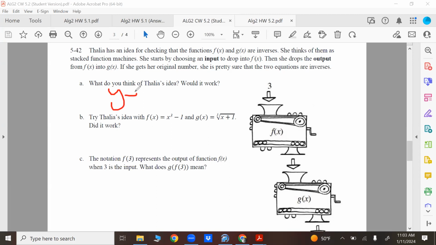The answer is yes. It will work. And we're going to prove it right now. So I'll save you guys a heartache. I'm just telling you right now, the answer is yes.